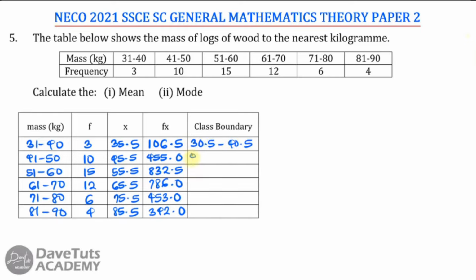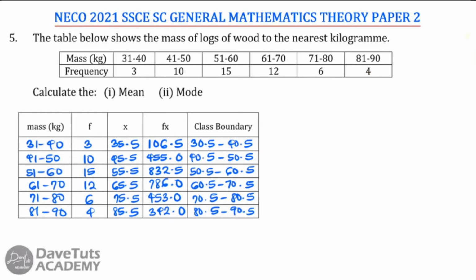And then the next one will just kickstart from that, 40.5 to 50.5, then 50.5 to 60.5, then 60.5 to 70.5, 70.5 to 80.5, and then 80.5 to 90.5. So that is what we are going to have as a means of generating our table of values.